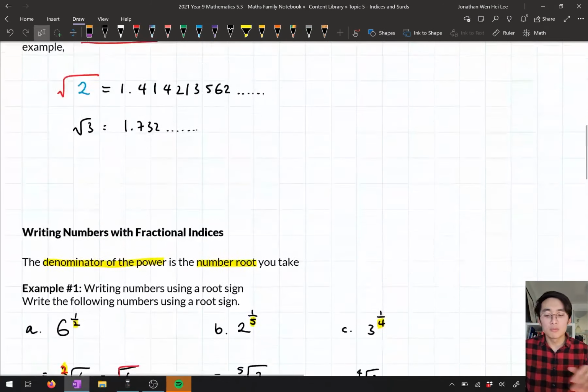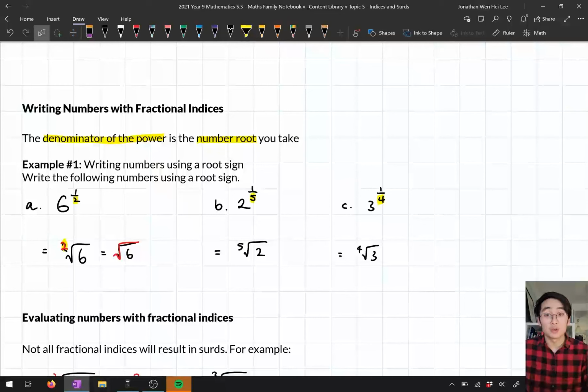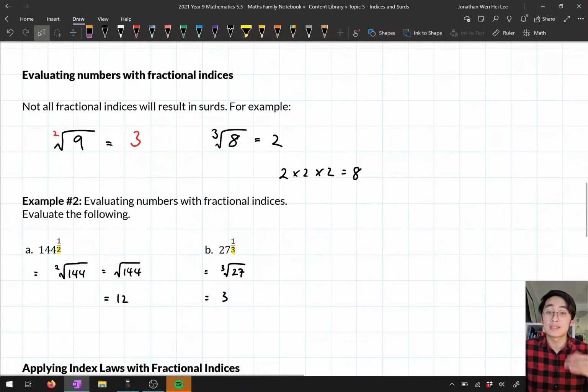And so what we did was we rewrote a few numbers using fractional indices. And the quickest way to think of this is just finding the denominator in our power and writing that outside the root of the number that we're taking the index of. And then we also went through and simplified a few numbers that, even though we put them through a fractional index, or took the square root of, or took the cube root of, that didn't actually result in a surd. And so these were a few special numbers that happen to have these properties.